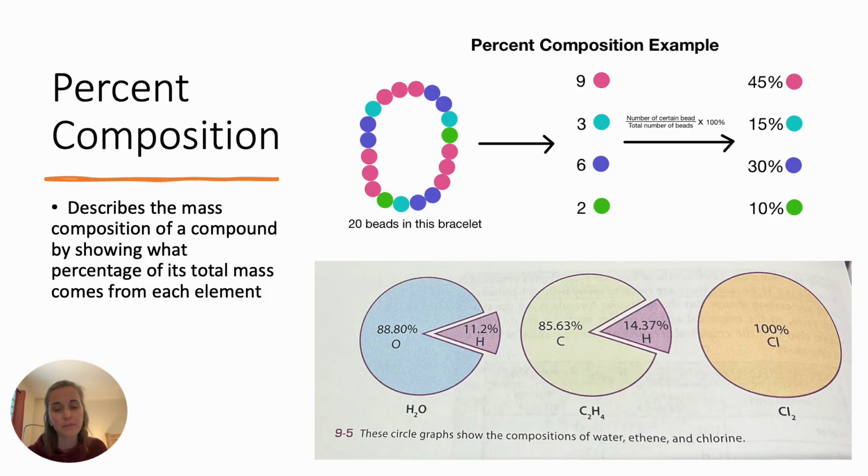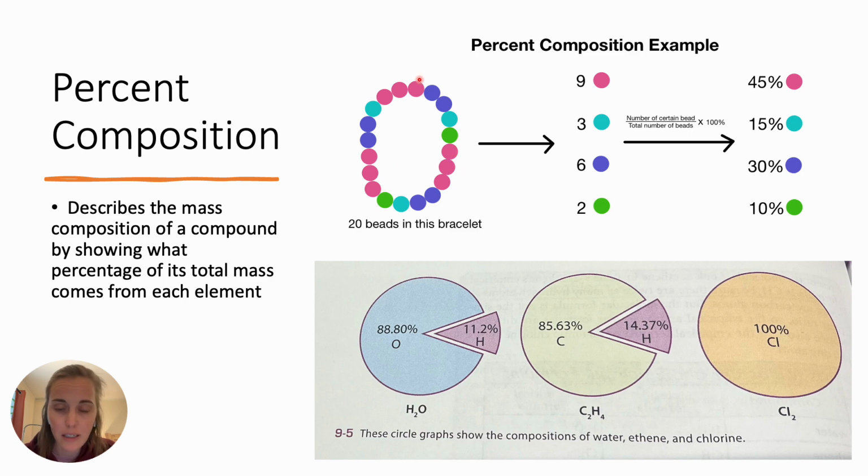The percent composition describes the mass composition of a compound by showing what percentage of its total mass comes from each element. In layman's terms, I really like this example. It has a bracelet, like your Taylor Swift Best Friends Forever bracelets that are all the rage, and this bracelet has different colored beads on it. If you were to find the percent composition of the pink beads on your bracelet, what you would first do is count all of your pink beads.